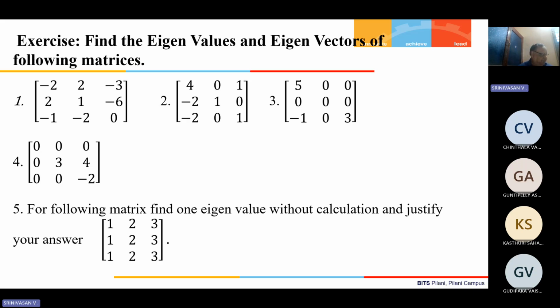And the product of the eigenvalues is 0, which you can verify by finding the determinant value to be 0 also. Okay, so you can check.